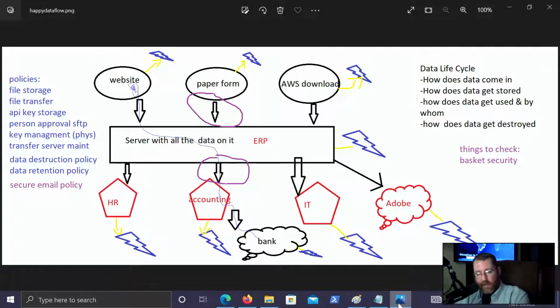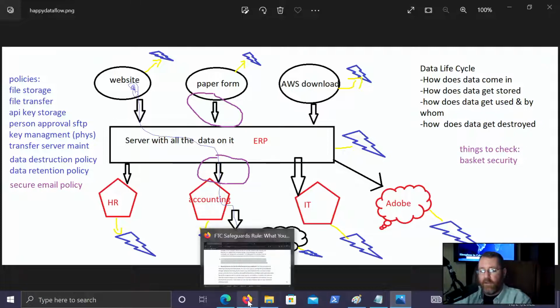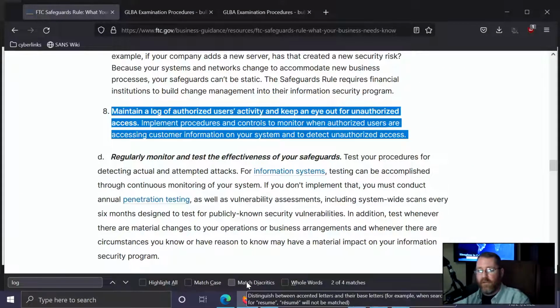So when you're writing your policy, again, keep this simple. We're going to have a whole episode on just policies and procedures, but let's keep your access log policy simple. We go back and look at what it says here. It says maintain a log of authorized users' activity. Well, that right there is something that you need to have in your policy, that you're going to maintain the log of authorized users' activity.